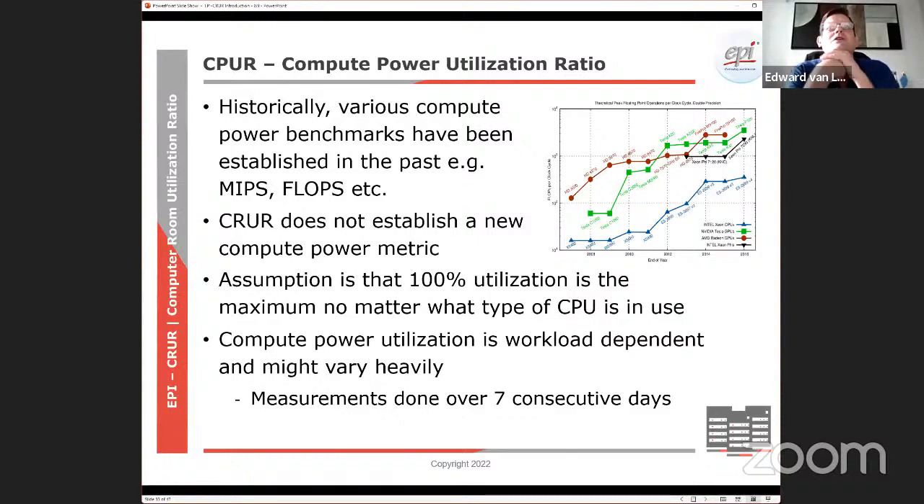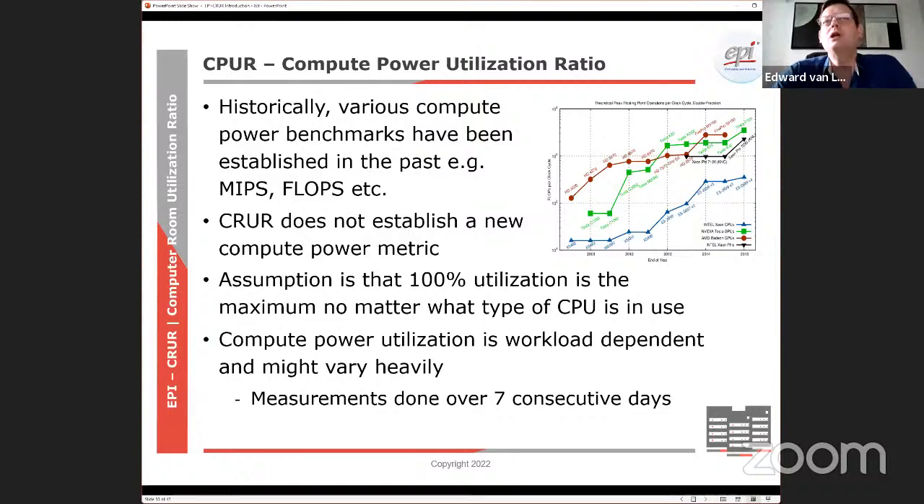But for the CRUR, we take it very simply. We just say that CPU has a maximum capacity, which we typically can measure. We can see what the utilization ratio is, similar to your Task Manager, for example, on your Windows machine. You can see how much CPU you currently are using. And then we say 100 is the ideal scenario. Anything less than 100, theoretically, means that you are underutilizing the CPU capacity that you have purchased.